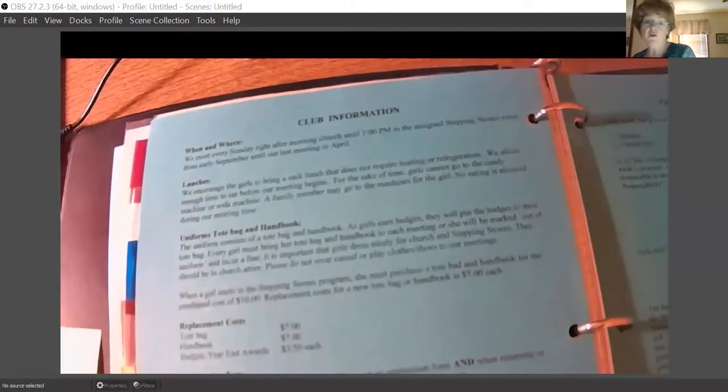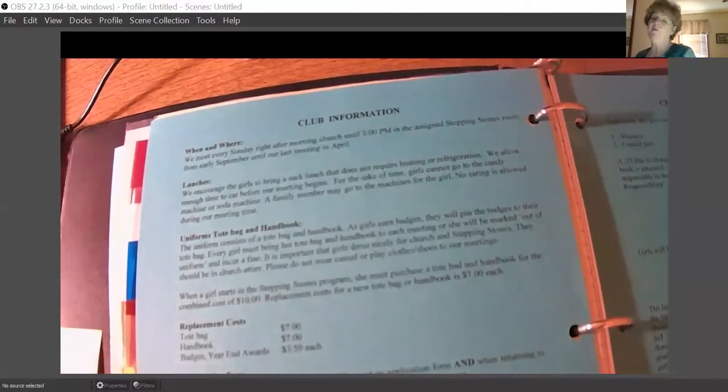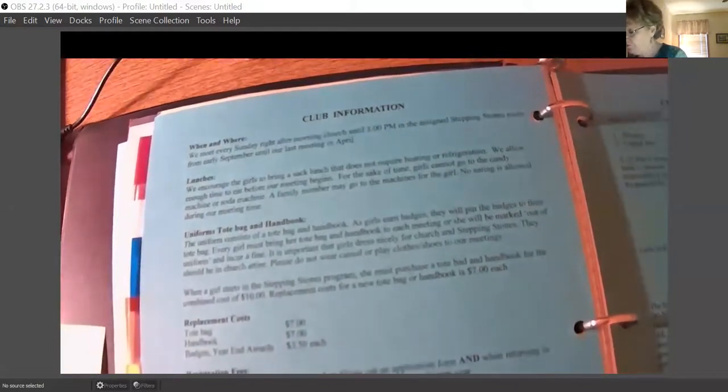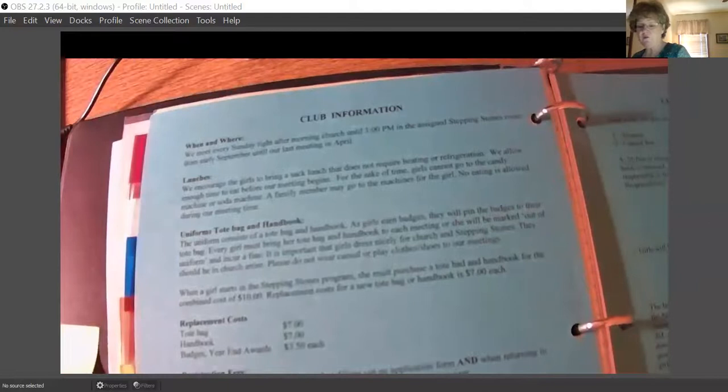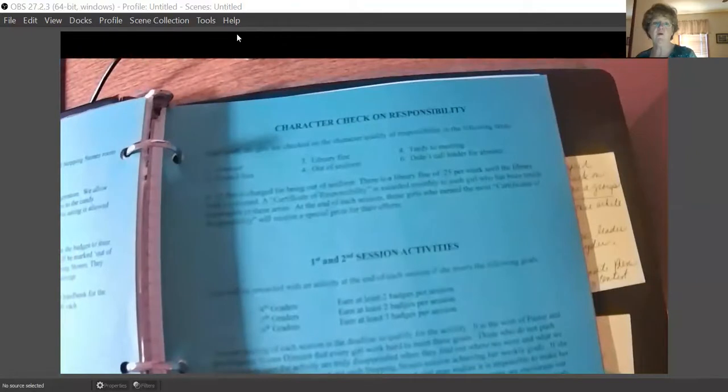Our uniform is our tote bag and our handbook. And there's a registration fee of $17 at the beginning of the first session, which is in September, and at the beginning of the second session, which is in January. Once we have decided what our craft will be, there'll also be an additional craft fee for putting together those craft packages.